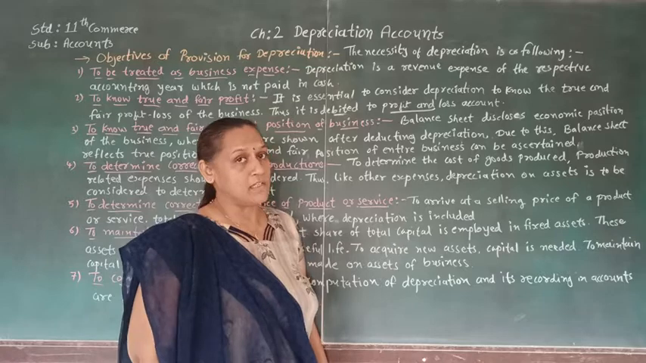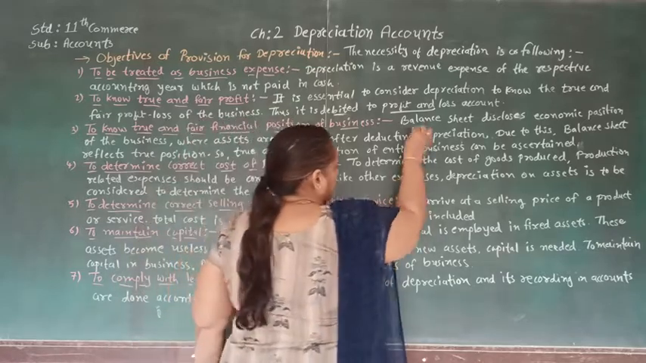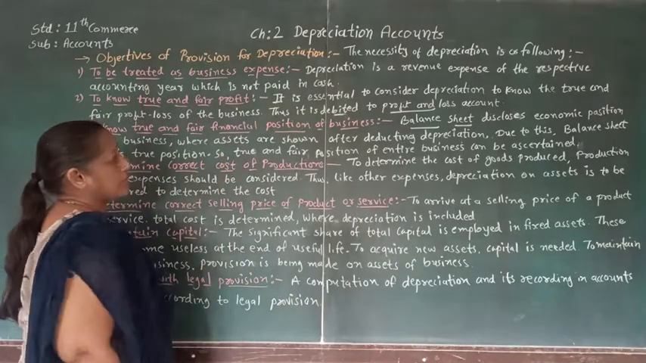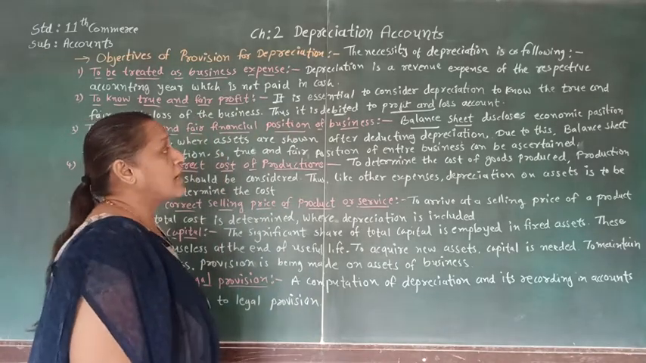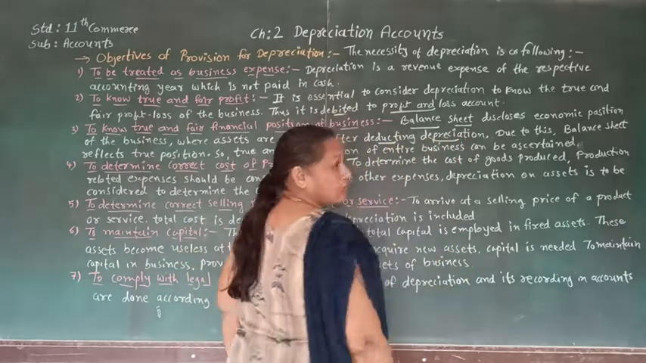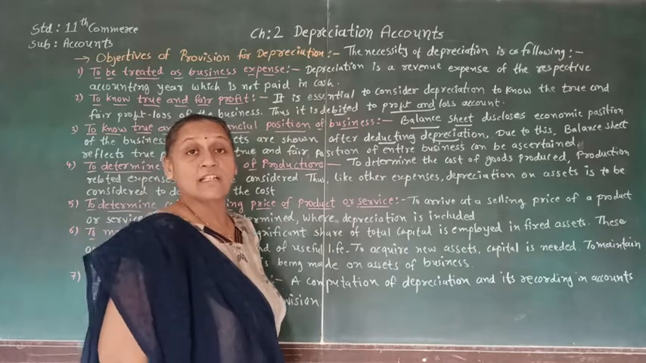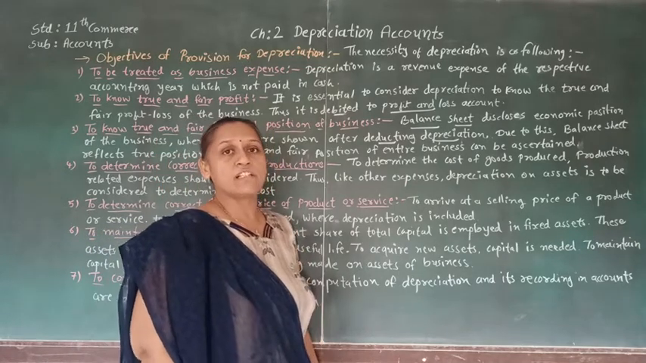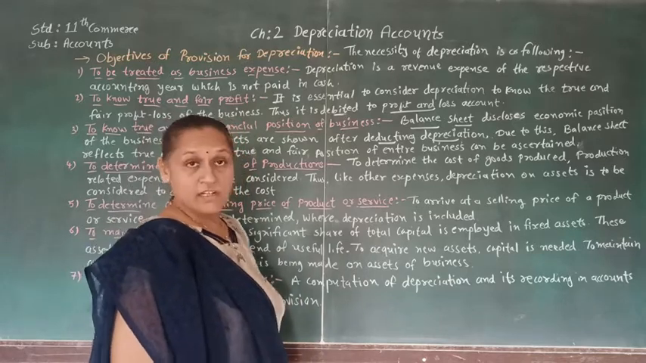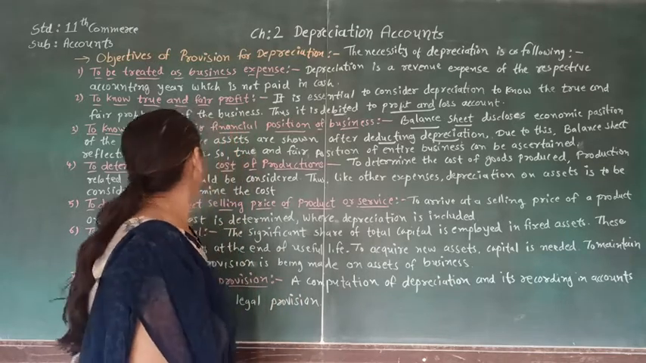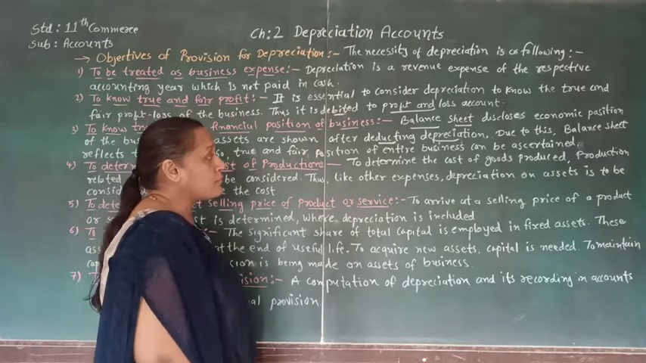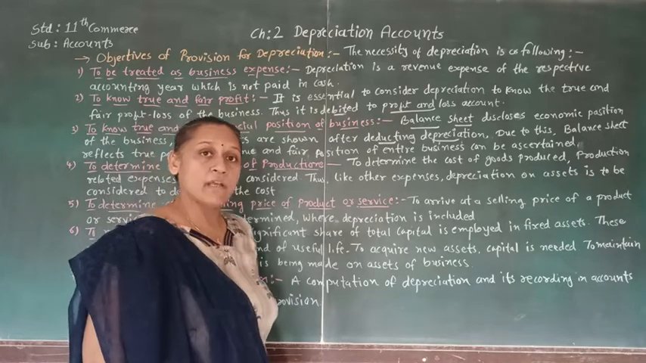We have to prepare the balance sheet. The balance sheet discloses the economic position of the business, where assets are shown after deducting depreciation. All the depreciable assets, that is the fixed assets, tangible as well as intangible, are shown after deducting depreciation. Due to this, the balance sheet reflects the true and fair position of the entire business.